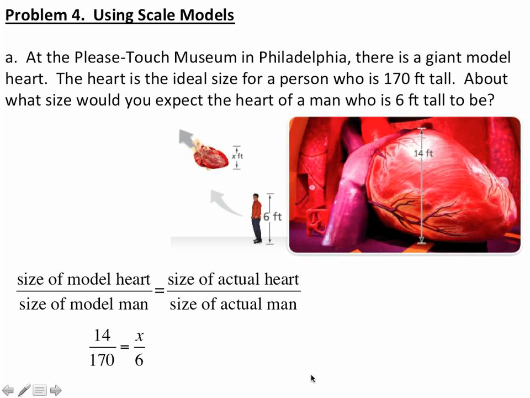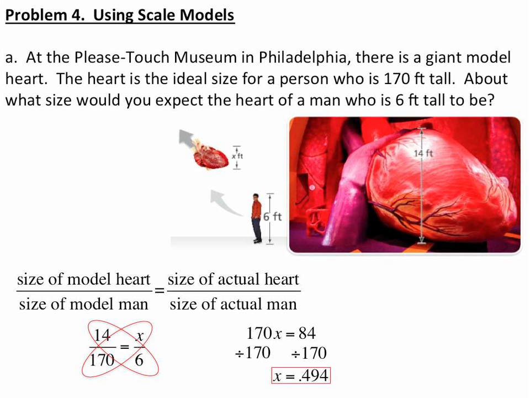Again, it's just a proportion. Solve that proportion. Cross multiply. 170x equals 84. You see there are so many proportions. It's all about cross multiplying. Divide by 170. x is about 0.494. So 0.494 feet is about 6 inches. It's almost half a foot, and half a foot is about 6 inches.